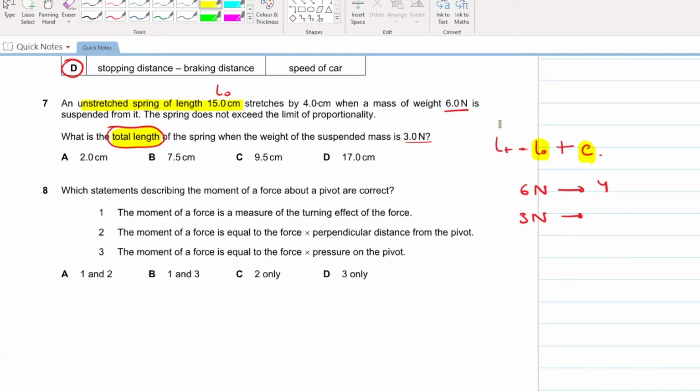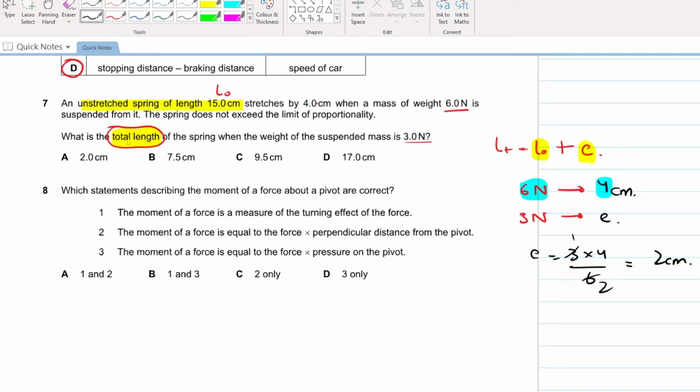Can you calculate the extension? Yes. If 6 Newton is causing an extension of 4 centimeter, what will be the extension E due to the 3 Newton? Simple as that. Extension E will be 3 into 4 divided by 6. This comes out to be what? 2 centimeter. Simple. So the extension comes out to be 2 centimeter when you are applying a 3 Newton force.